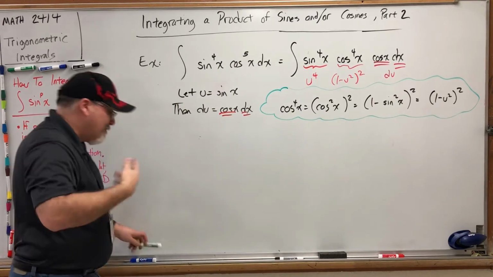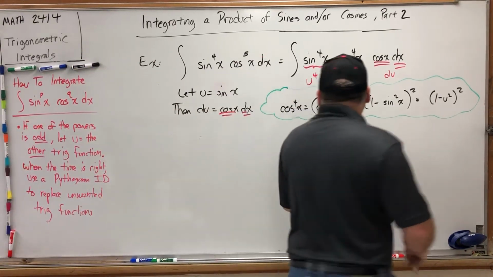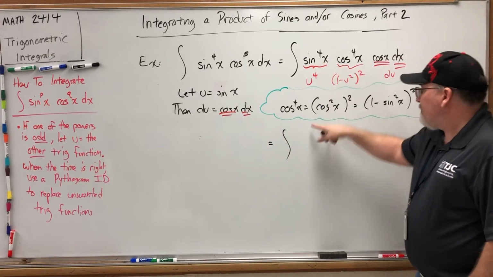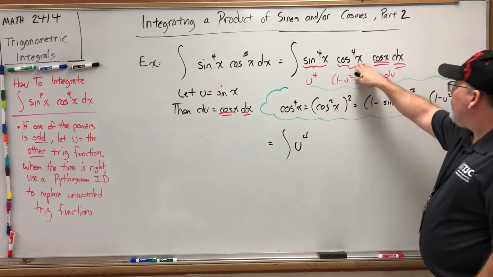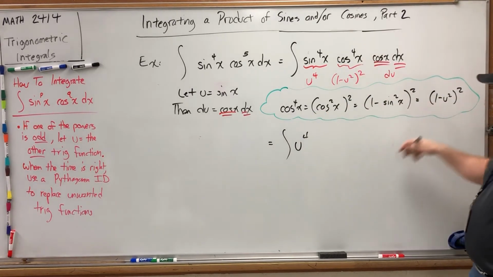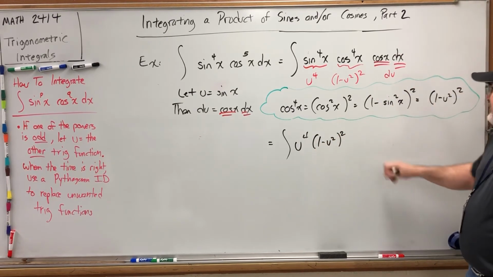I mean, it's not impossible to see through that, but trust me, especially as a student, you want to write that down. So where's our integral now? Sine to the fourth x becomes u to the fourth. Cosine to the fourth x, thanks to this Pythagorean identity, now becomes 1 minus u squared, squared. And then the cosine x dx becomes du.